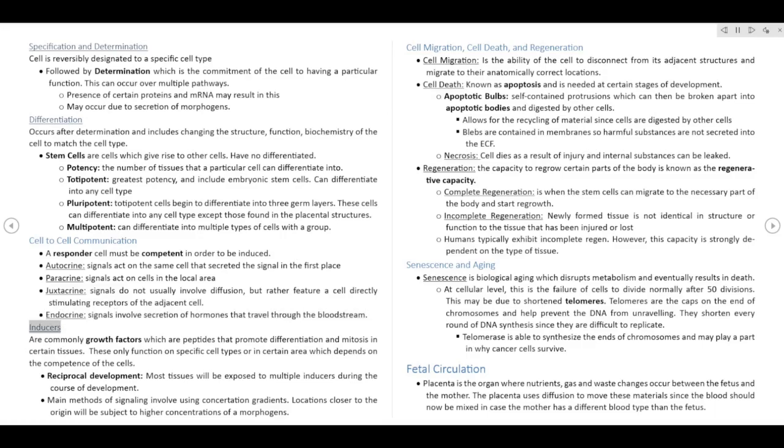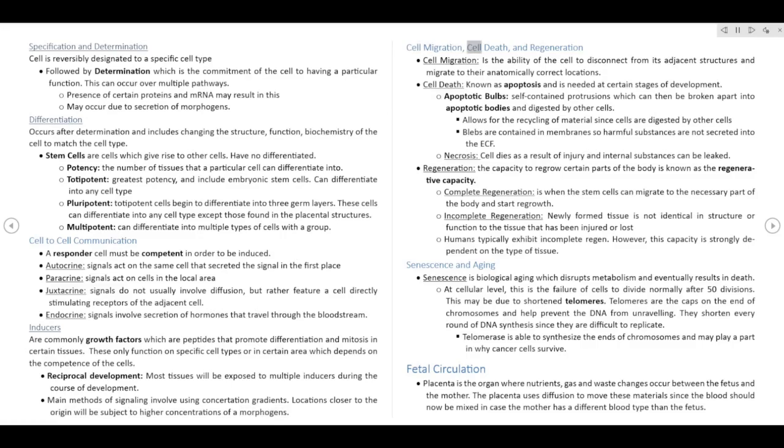Inducers are commonly growth factors, which are peptides that promote differentiation and mitosis in certain tissues. These only function on specific cell types or in certain areas, which depends on the competence of the cells. Reciprocal development: most tissues will be exposed to multiple inducers during the course of development. The main methods of signaling involve using concentration gradients. Locations closer to the origin will be subject to higher concentrations of morphogens.